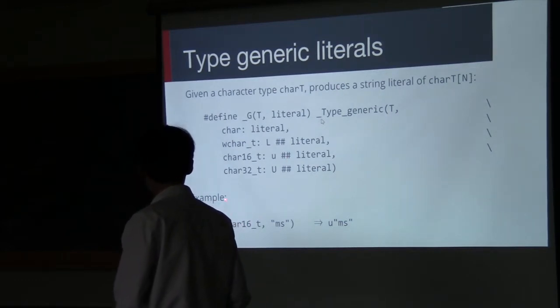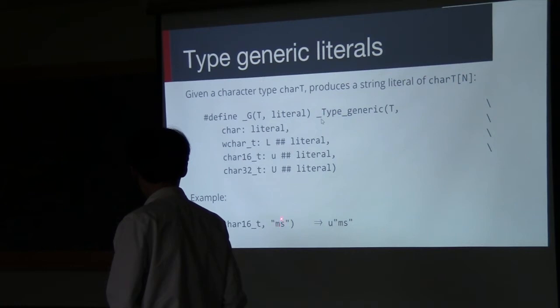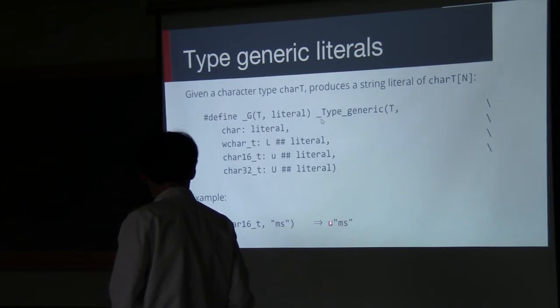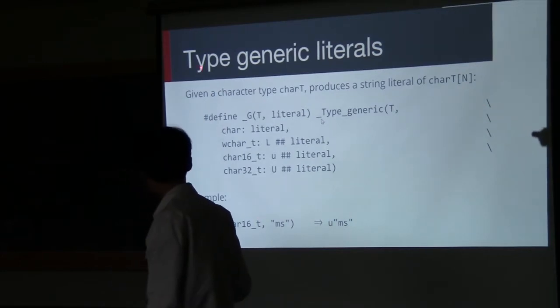So an example use is you put the type here, and put the narrow version of your literal here, and you get a string literal where every character is of that type. We call it type generic literals.